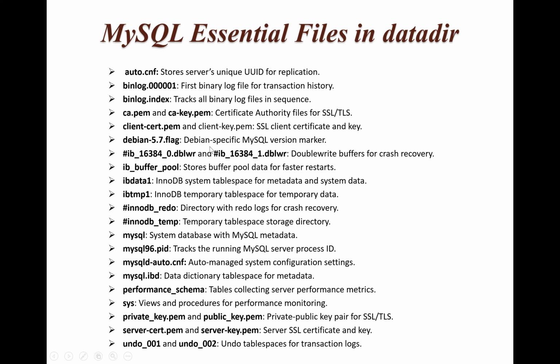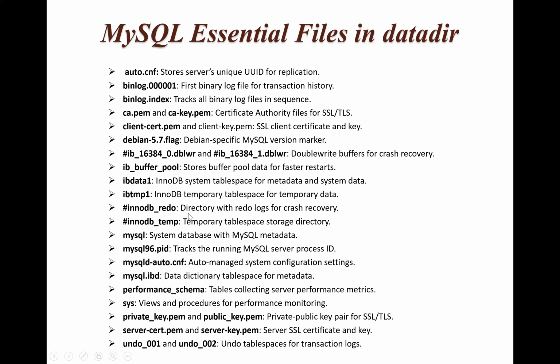This debian flag is a specific MySQL version marker. It will show the MySQL version. This is the doublewrite buffer files, which are used for crash recovery. When a database crash happens, this is used for crash recovery purposes. IB buffer pool stores buffer pool data for faster restarts. ibdata1 is a tablespace. It will store the metadata and system data. ibtmp1 is the InnoDB temporary tablespace for temporary data.